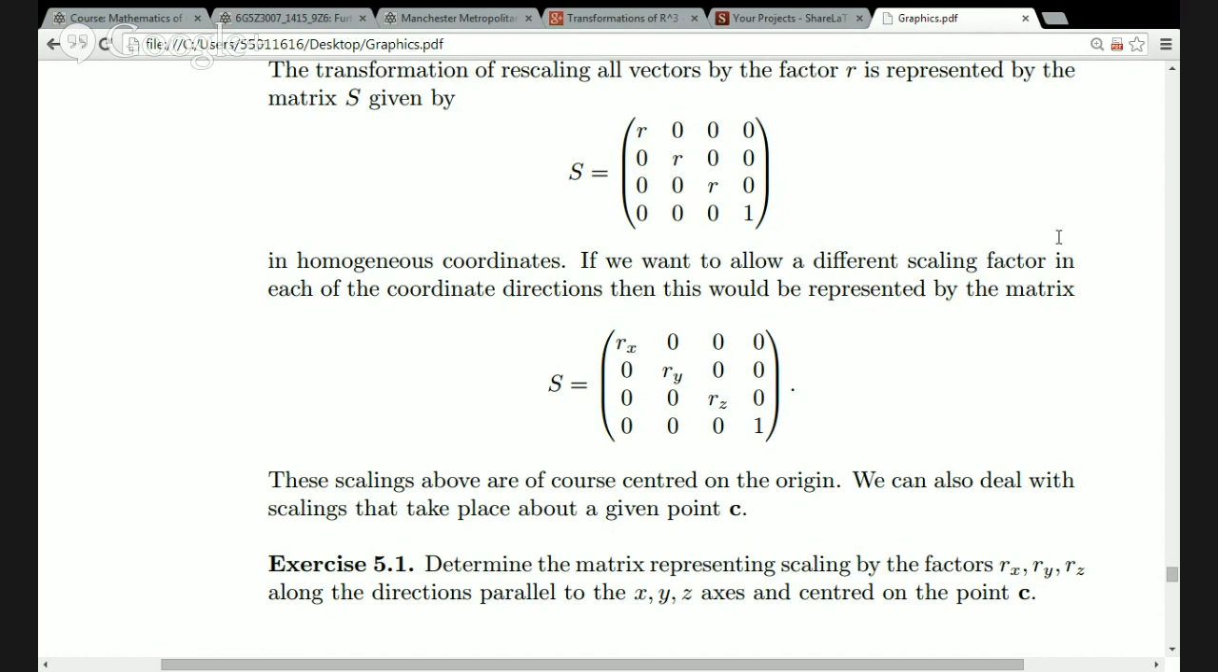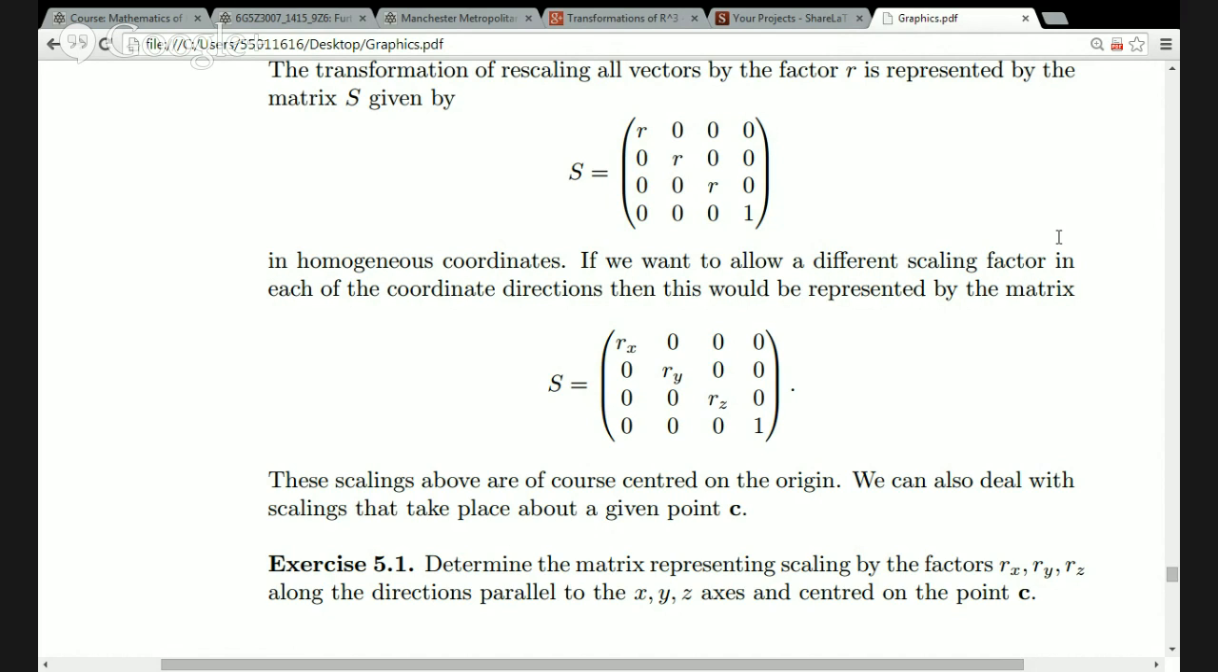That's the scaling matrix. It scales the X, Y, and Z directions by these factors. Then what's the matrix for step 3? Well, it's going to be the translation matrix with plus Cx, plus Cy, and plus Cz in those positions.